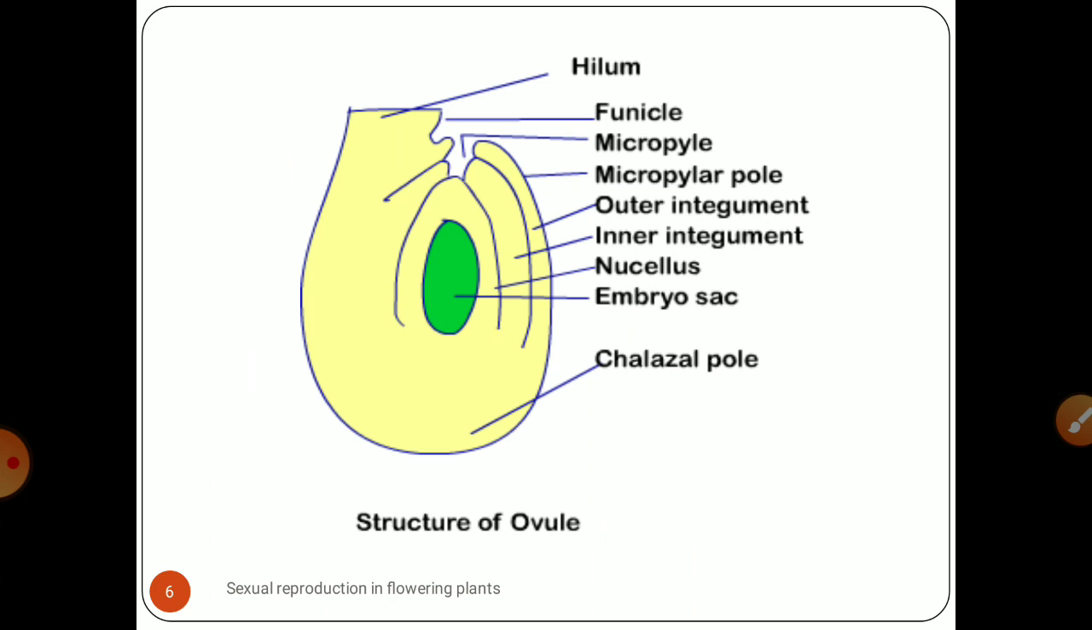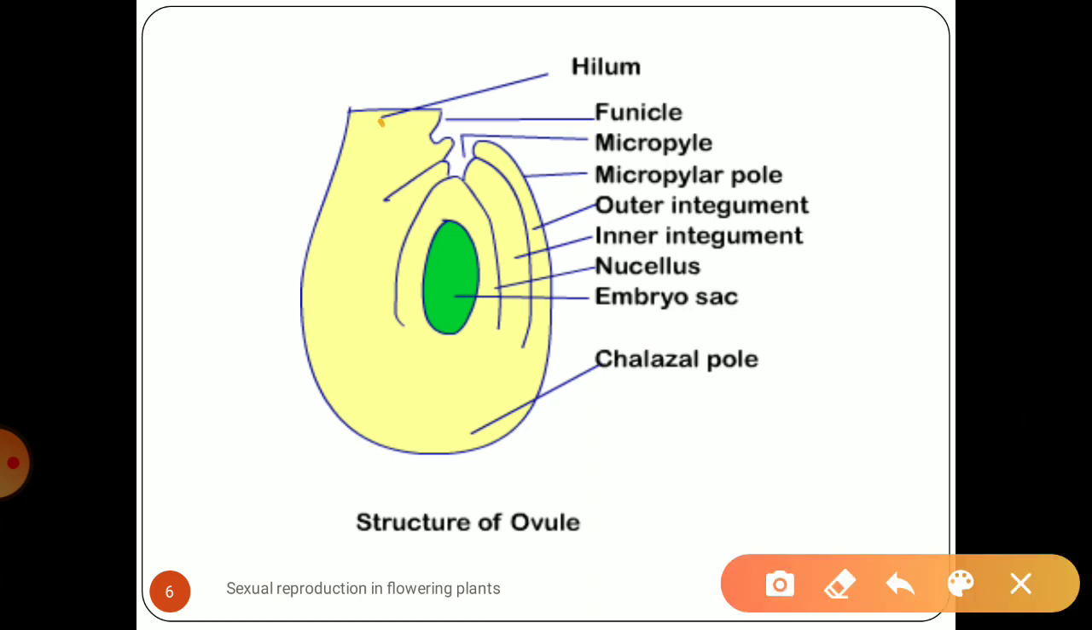Now moving on, ovules are the most important part of an ovary. This diagram shows the different parts of an ovule. The ovule is attached to the placenta by a stalk-like part called the funicle. Below it there is another part, a fused region between the stalk and the ovule, which is called the hilum.